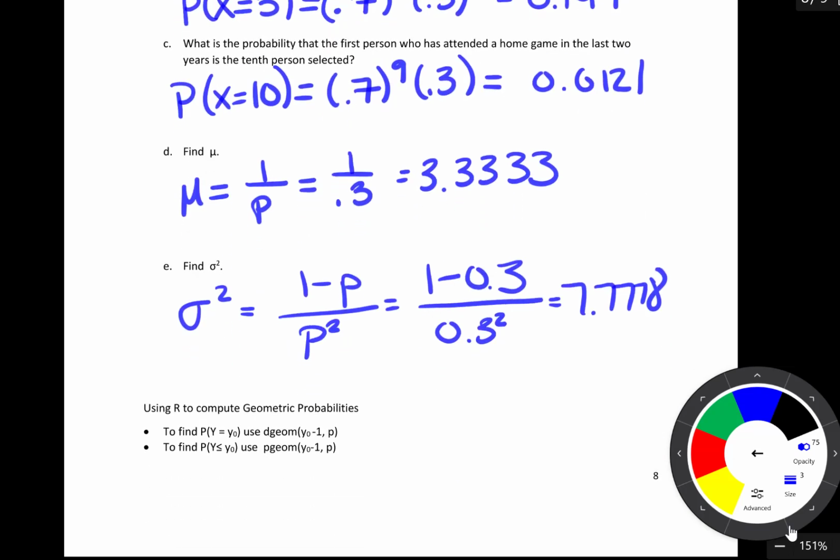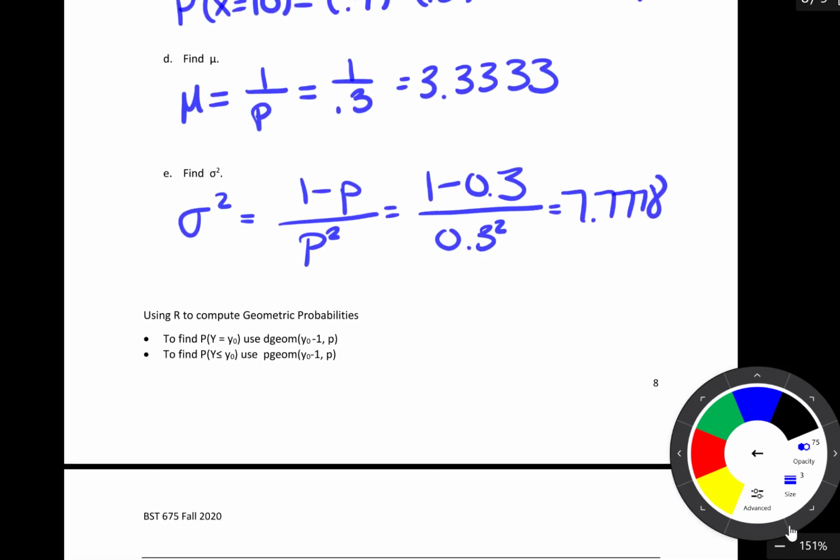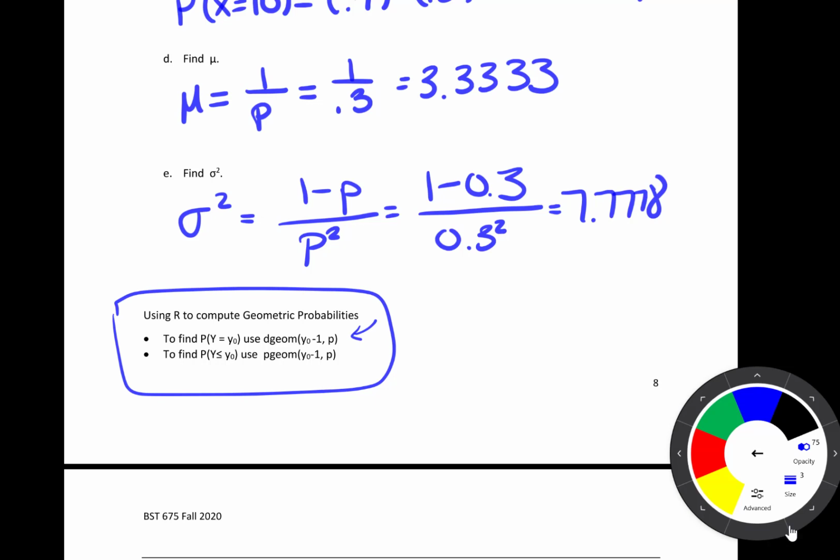And then just like with the binomial, we could use R to calculate these probabilities as well. So notice the first one is going to give us the probability that our random variable is equal to a specific number. The second one is going to give us cumulative probabilities. So this concludes this note set. In the next one, we're going to look at some more common discrete random variables.